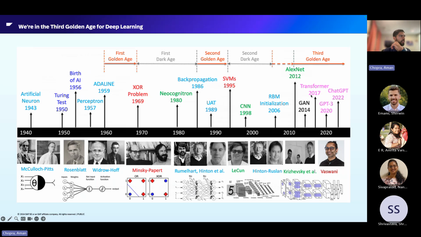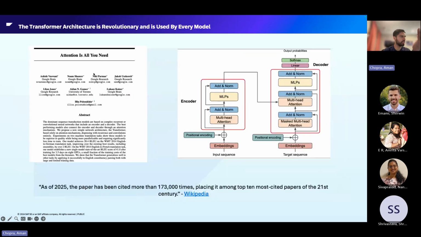Let me dive into this transformer a little bit more. It was designed by Google researchers in a paper called Attention is All You Need. According to Wikipedia, this is among the top 10 most cited papers of this century, being cited over 173,000 times. So it's a really, really popular architecture.